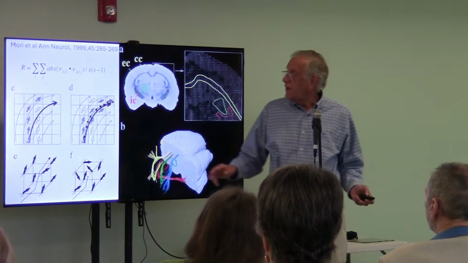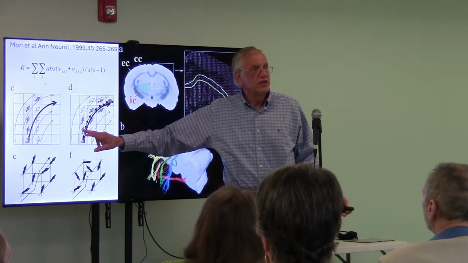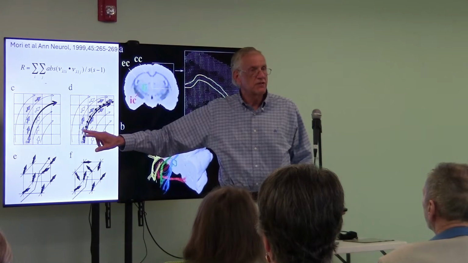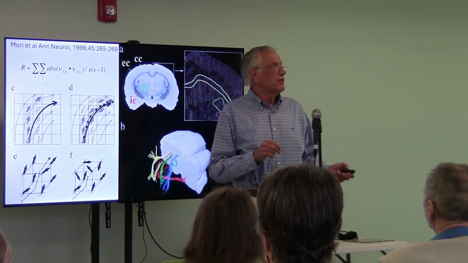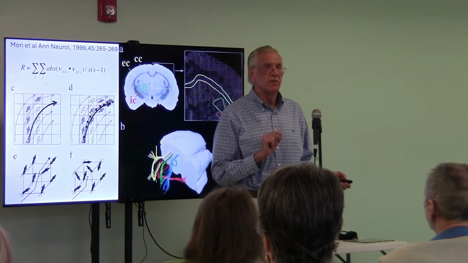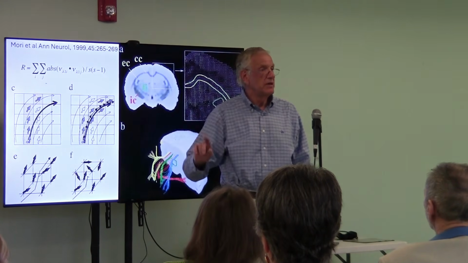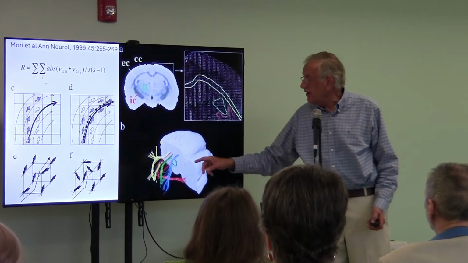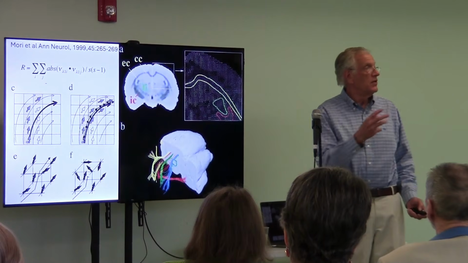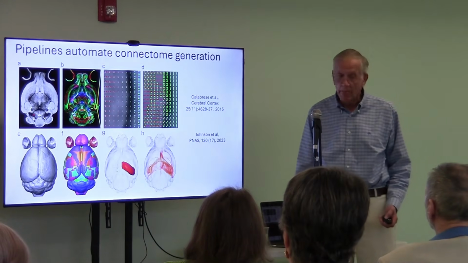So Susumu said, all right, I go to this region of the image, this voxel, and I know from the MR the direction of maximum diffusivity. Mark it. Go to the next one, mark it. And so you can start laying out the tracks, the wiring diagram of the brain.